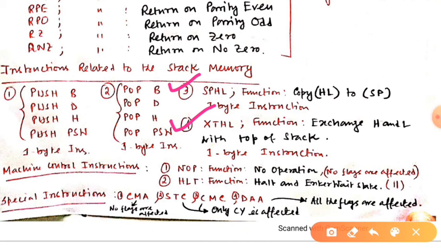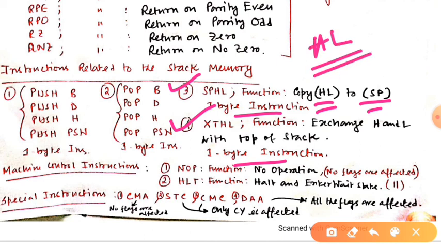So both of these instructions are 1 byte instructions, and in SPHL instruction, actually it copies the content of HL register pair to the stack pointer. So it actually transfers the content of HL register pair to the stack pointer, and obviously after execution of this instruction, the content of HL register pair will remain unchanged. This is a copy paste operation.